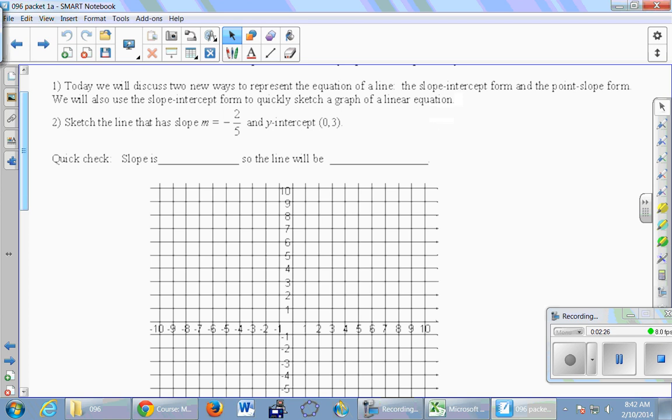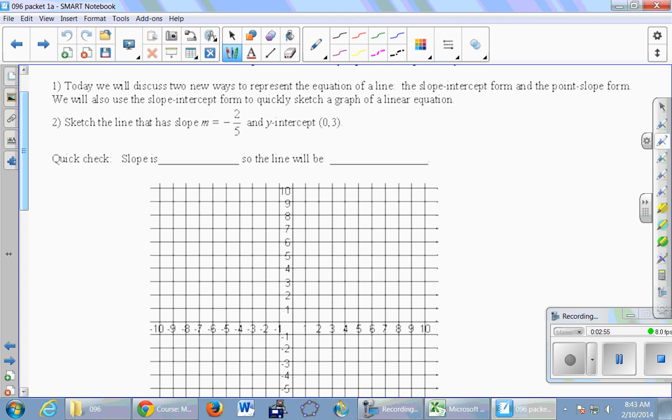We're going to sketch the line that has a slope of m equals -2/5 and a y-intercept of (0, 3). So first thing I want to do, this little quick check. The slope is -2/5. Now most of you have already done that GeoGebra assignment, and hopefully you wrote down some conclusions like the following. If the slope is a really big number, then the line is really steep. And if the slope is a number close to 0, the line is fairly flat, fairly horizontal.